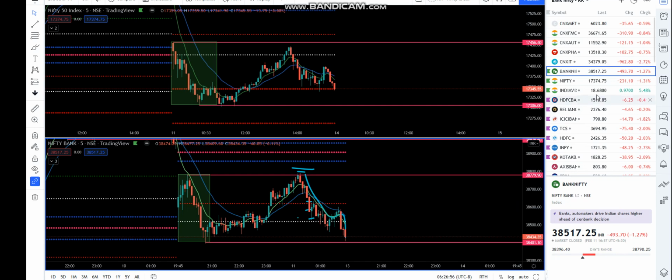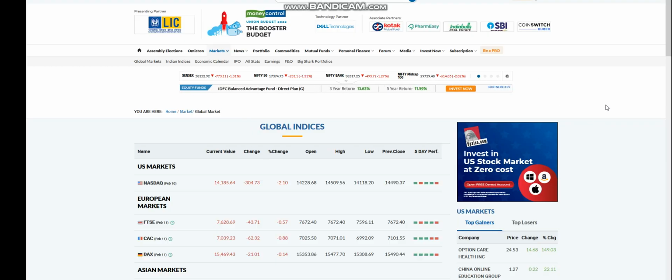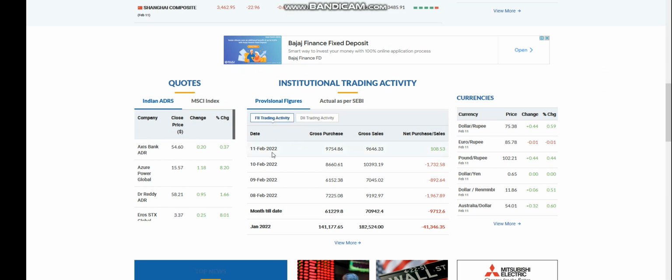If you see the India VIX today, it went up almost 5.5 percent, so the volatility also increased. Let's see today's institutional activity. We got the data. For the first time in 22 trading sessions, FII went for buying. They bought 108 crores, but DII domestic institutions sold 700 crores. So it's again a 500 crore difference.